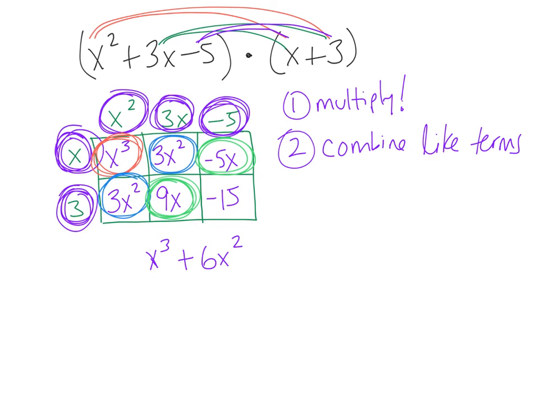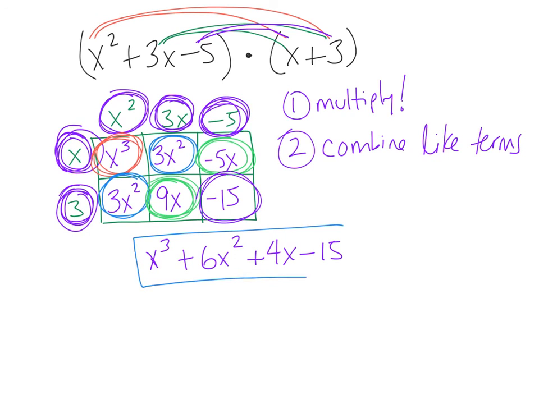So negative 5 plus 9 is going to be a positive 4x. And then I have that fancy little negative 15 just hanging out by itself. So y'all, can I combine any more of these like terms? If you said no, you're right, I can't. This is as simple as I can get.